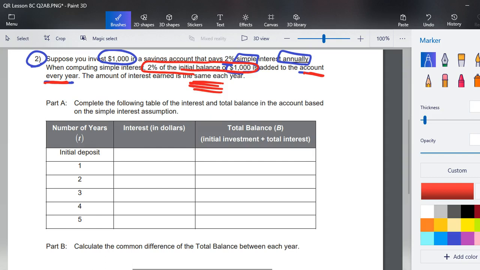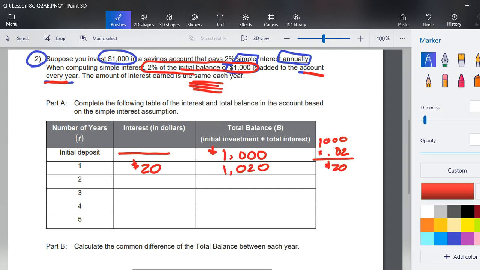So they're asking us to complete this table, and I need to be careful. The initial deposit's not going to have any interest on it, but the initial balance is going to be $1,000. At the end of the first year, we're going to earn 2% of this initial investment. Put that in your calculator, do it by hand, but either way you go, if that money stays in the bank for the full year, you earn $20.